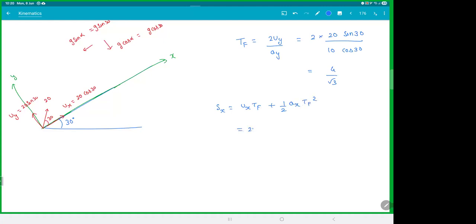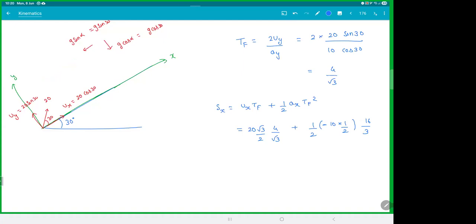Ux is 20 cos 30, 20 root 3 by 2. Time of flight is 4 by root 3. Acceleration is minus. How do I know it is minus? Look at this. Ux is going in the next direction and this is going opposite. If both are in the same direction, keep it a plus sign. So this would be minus g sin 30, 10 into half, and time of flight square is 16 by 3.